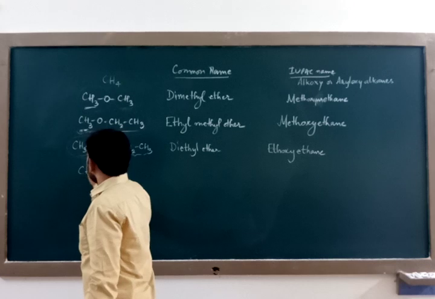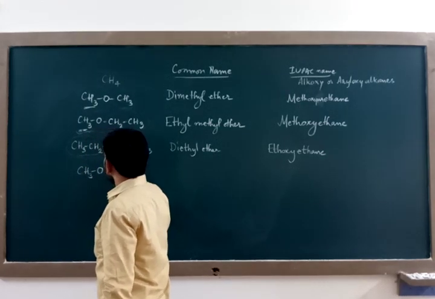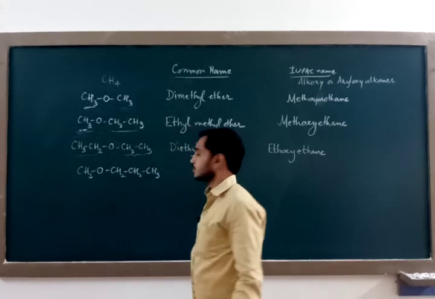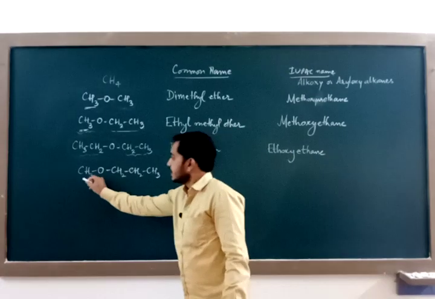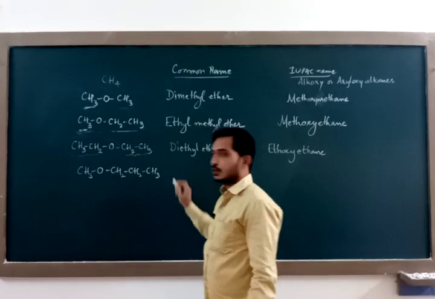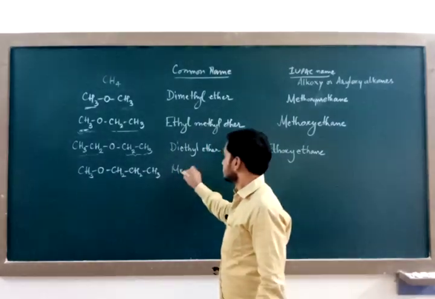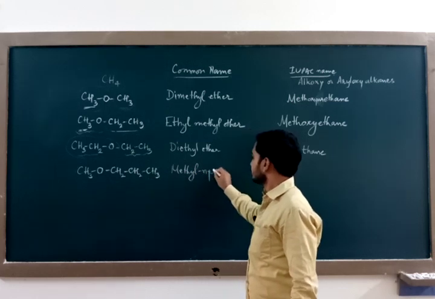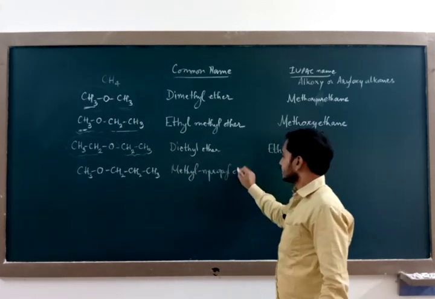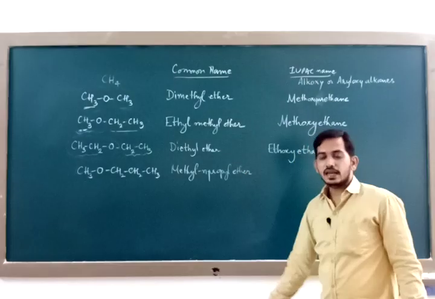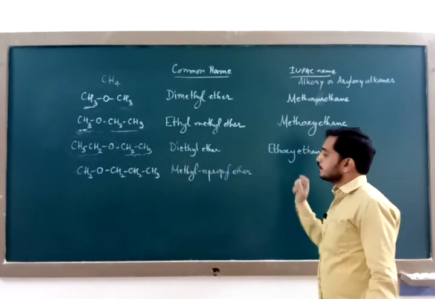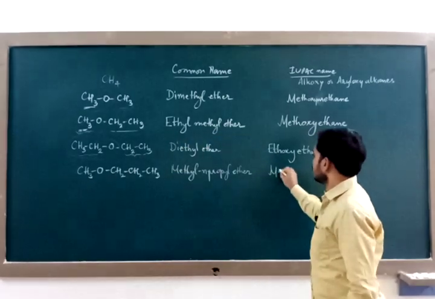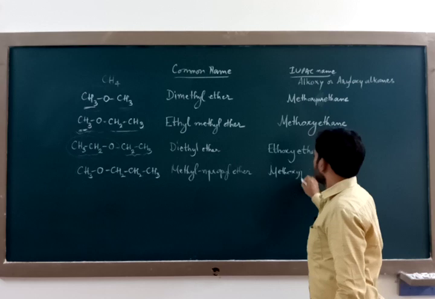Then CH3O, this time a 3 carbon chain on the other side of oxygen. So on one side you have methyl, on the other side you have propyl. So methyl, since it is a straight chain, therefore n-propyl ether. Methyl n-propyl ether. IUPAC name: methoxypropane. It is methoxypropane.